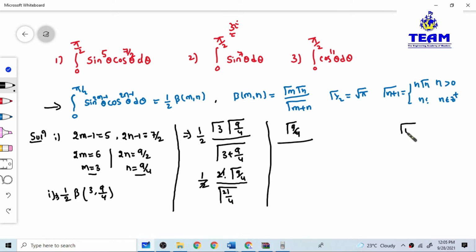Friends, you have gamma of n plus 1 is equal to n into gamma n. This 21 by 4, how can you write it actually? Subtract 1. If you have 21 by 4 minus 1, what is the LCM? 4. 17 by 4. So you can write this as 17 by 4 plus 1. Whenever you have written a 1 inside of gamma value like the n plus 1 form, you can use n into gamma n. What is the n here? 17 by 4 gamma of 17 by 4.